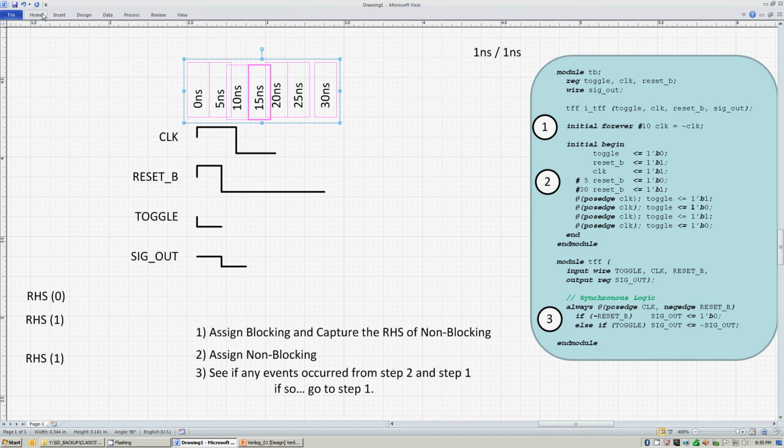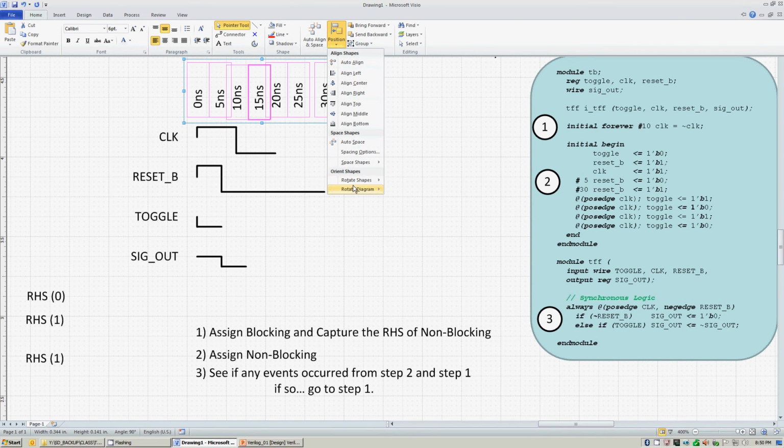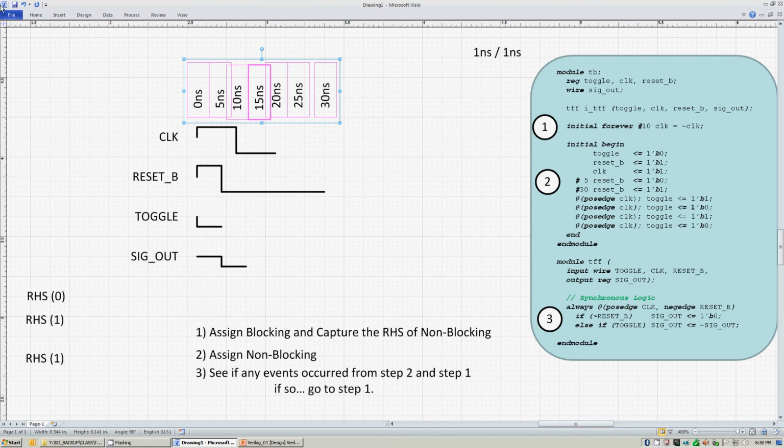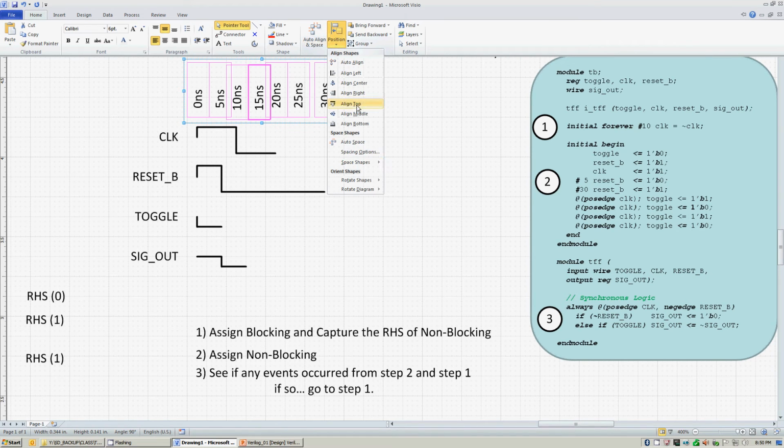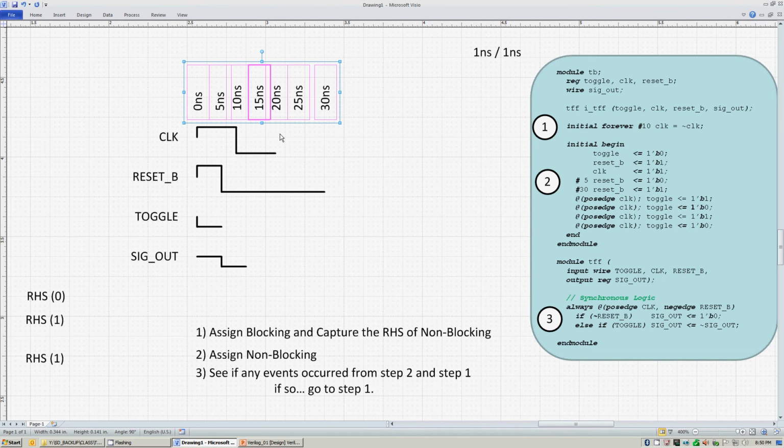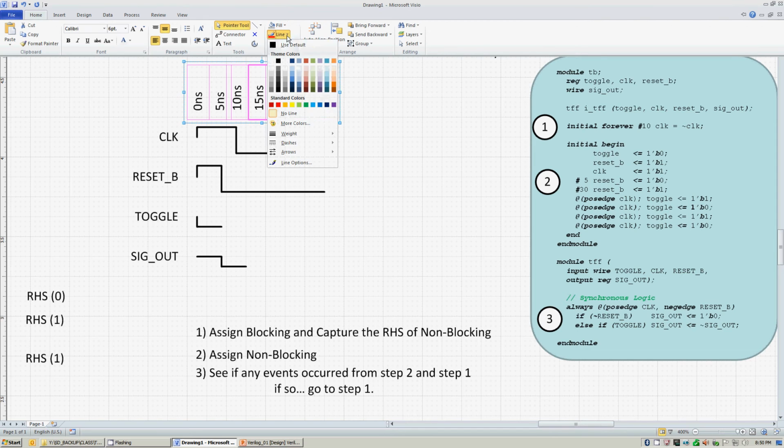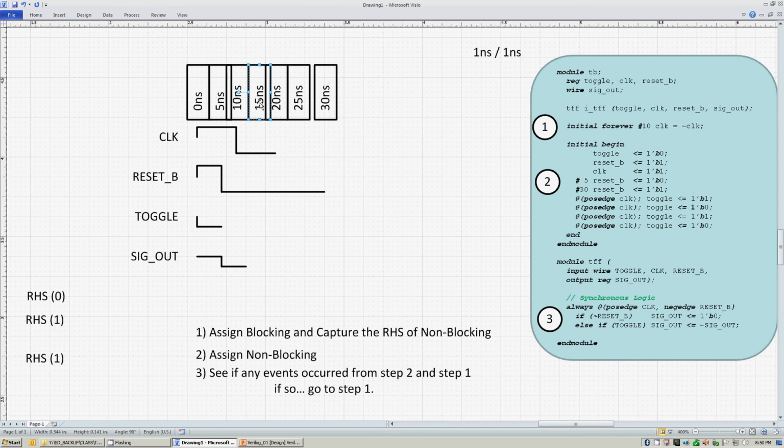Align. Whoops. Auto space. Position. Space shapes, whoops. Align bottom. Okay, fine. Let's do it. We're gonna cheat. We're gonna actually see what this, so we can just quickly clean this up.